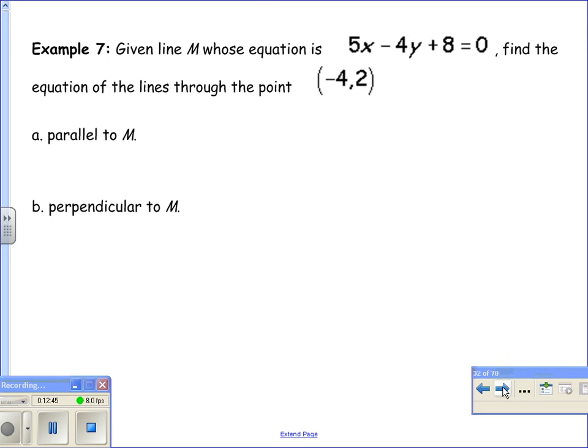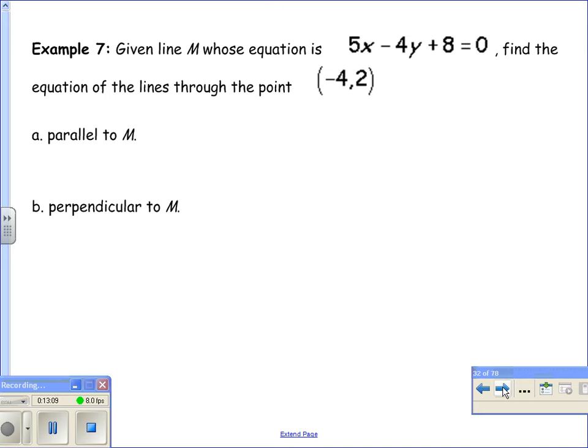All right. In this example, we've got a line here, 5x minus 4y plus 8 equals 0. And we're going to find the equation of the lines through the point -4, 2 that are parallel to that, and then that are perpendicular to that. So if you're talking about lines that are parallel and perpendicular and you have a point, the other thing that you need is the slope.